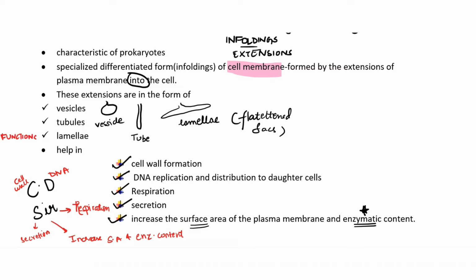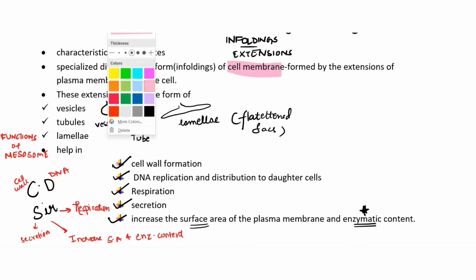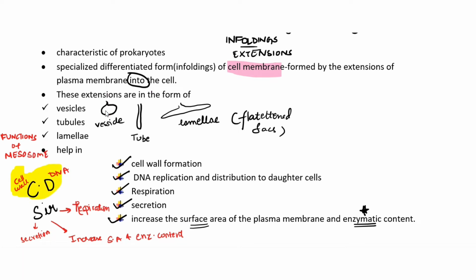So they will give you these functions in the options maybe, and they will ask you which of these is an odd one out. So you can expect questions like that. For such cases, these tricks will be extremely handy for you to recollect.